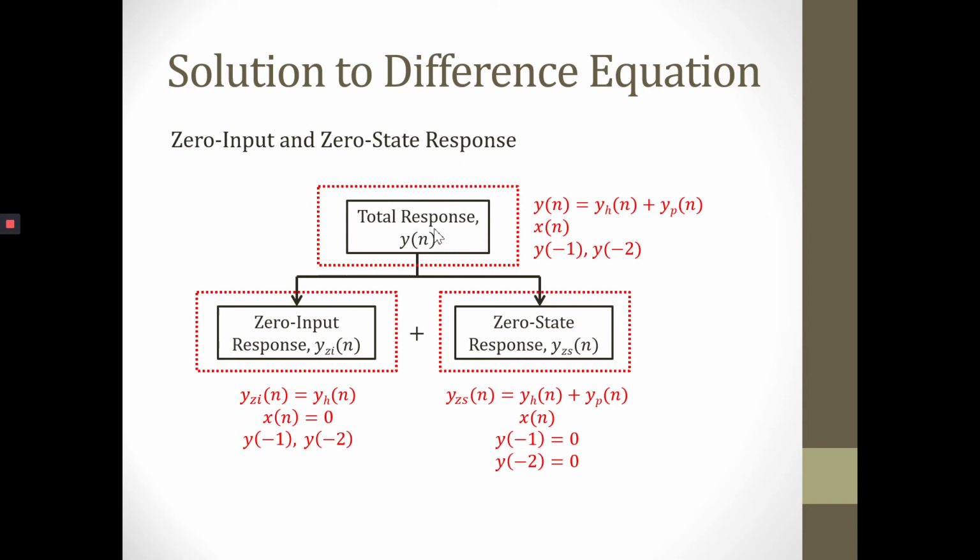Besides, we solve the total response using this equation, homogeneous solution plus particular solution. We also can solve the total response y[n] using this equation, y_zi plus y_zs. Zero input response plus zero state response produce the total response y[n].